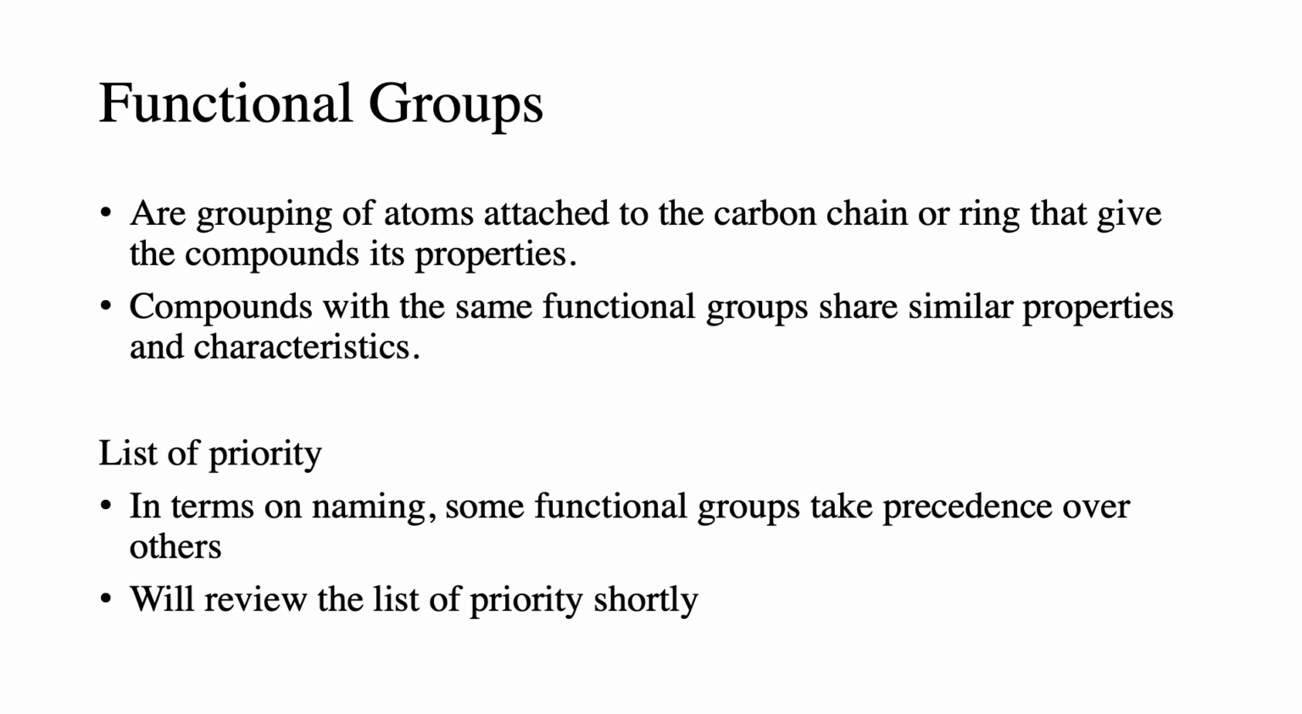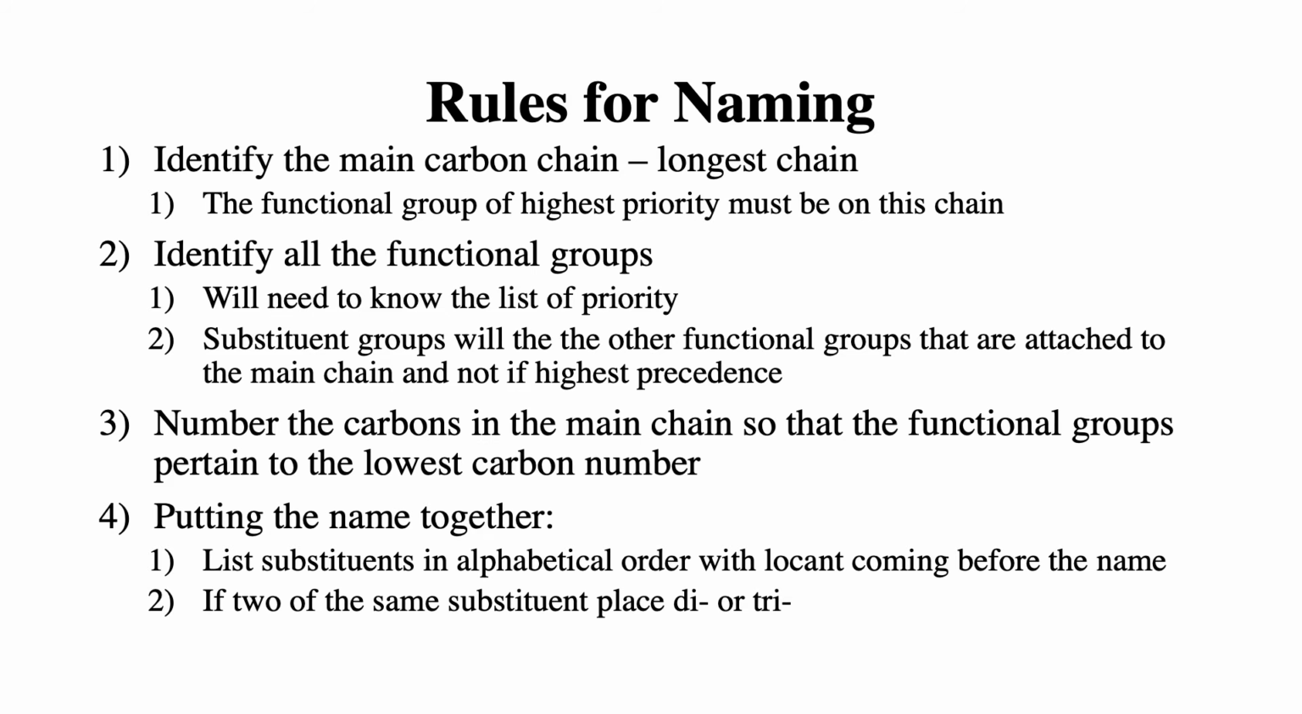So now we're going to go over what functional groups are. They're groupings of atoms attached to the carbon chain or ring, and they give the compound its properties. Oftentimes, compounds with the same functional groups will share similar properties and characteristics. In these functional groups, there is a list of priority, which we will go over shortly, in terms of naming. So, the rules for naming.